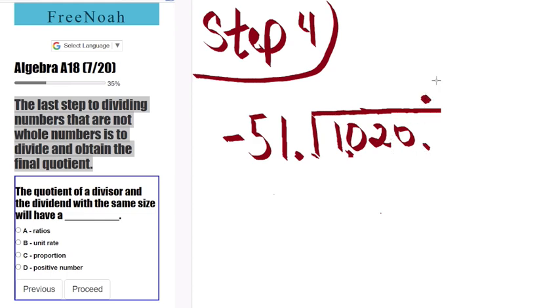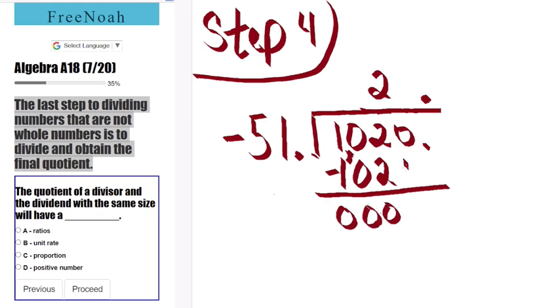Alright, 51 goes into 102 twice. So we're going to place a 2 on top of the 102. If you want to stay organized, you place it right on the ones place value of 102, which in this case is the 2. So 51 goes into 102 twice. 51 times 2, that's 102. And 102 minus 102 is 0.